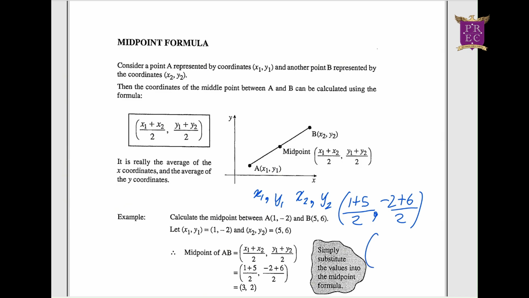1 plus 5 is just 6. 6 divided by 2 is 3. And then we have negative 2 plus 6, which is 4. 4 divided by 2 is 2. So our midpoint is 3 and 2.